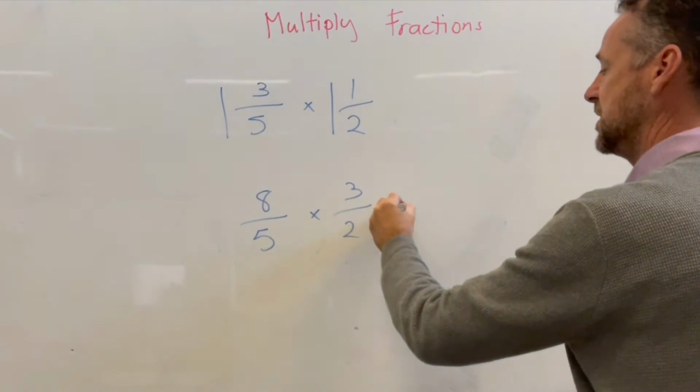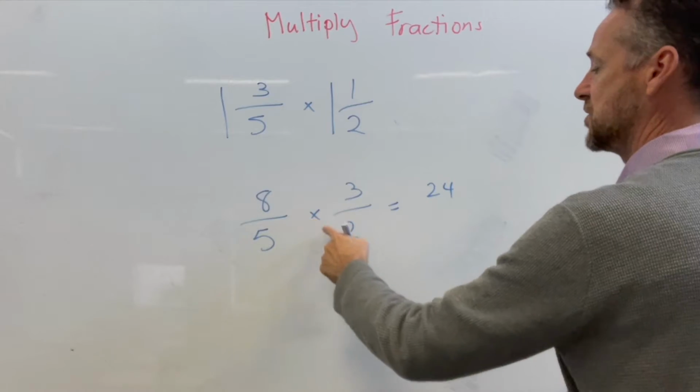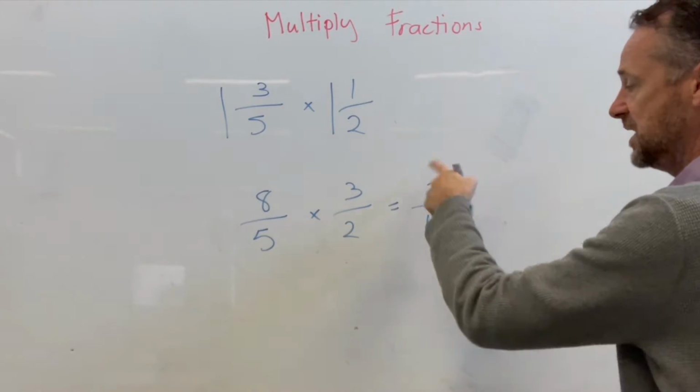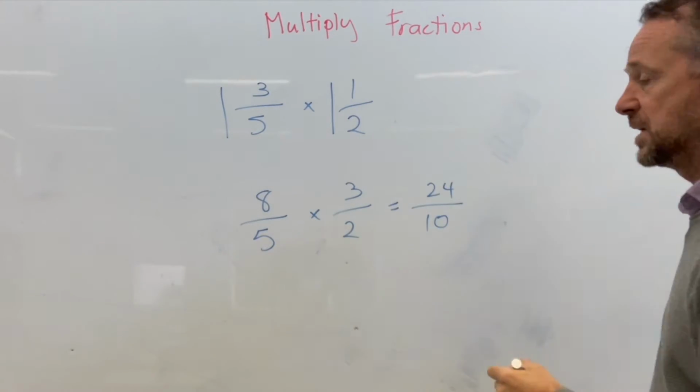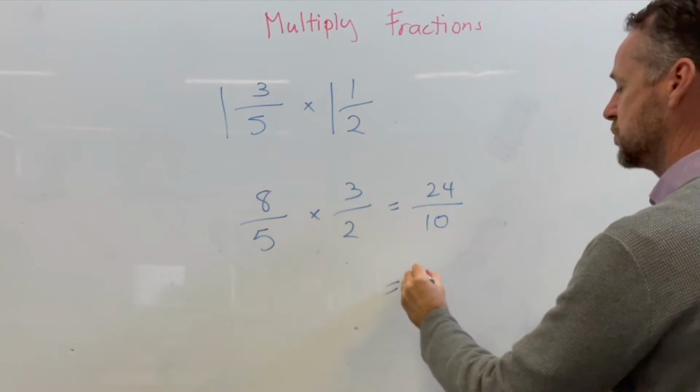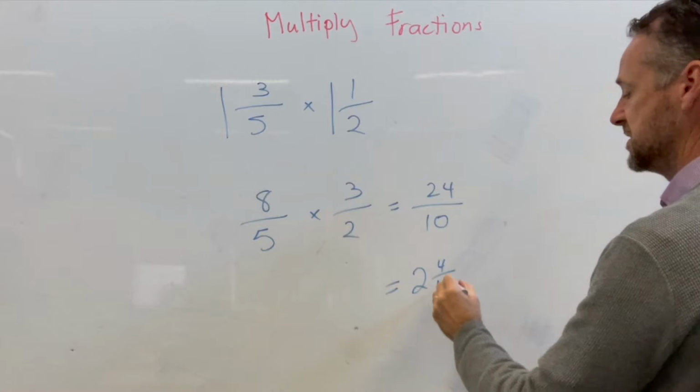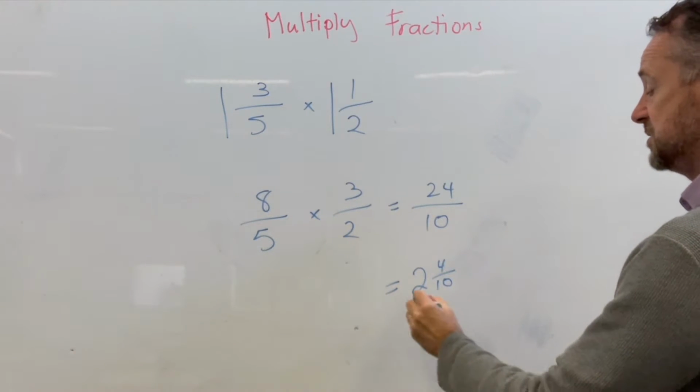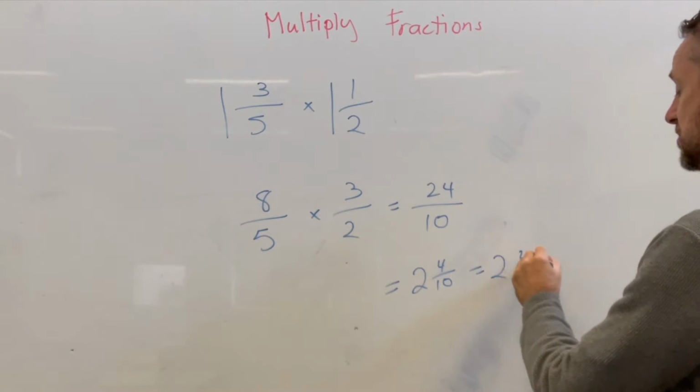8 times 3 equals 24 and 5 times 2 equals 10. Okay, we end up with an improper fraction which we need to simplify. So 10 goes into 24 twice with 4 left over, 4 tenths, and we can simplify the 4 tenths to become 2 and 2 fifths.